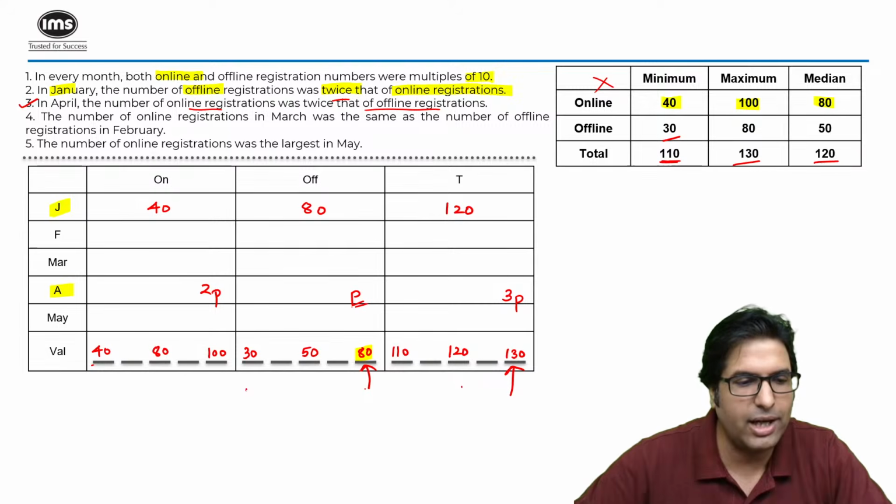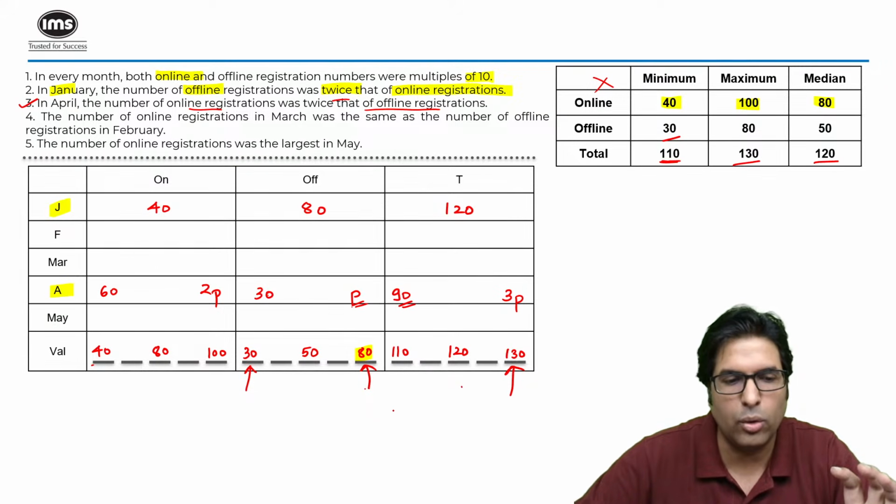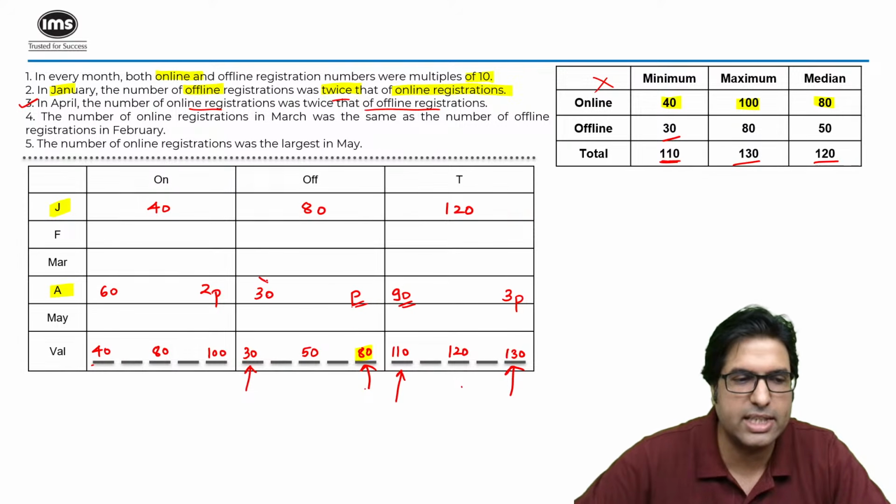What is the minimum value that we have available for P here? The minimum value that we have available is 30. So if this is 30, this will be 60 and the total will be 90. Do we have 90 as a total? No. The minimum total itself is 110. So which means this case is rejected. 30, 60, 90 is not possible.